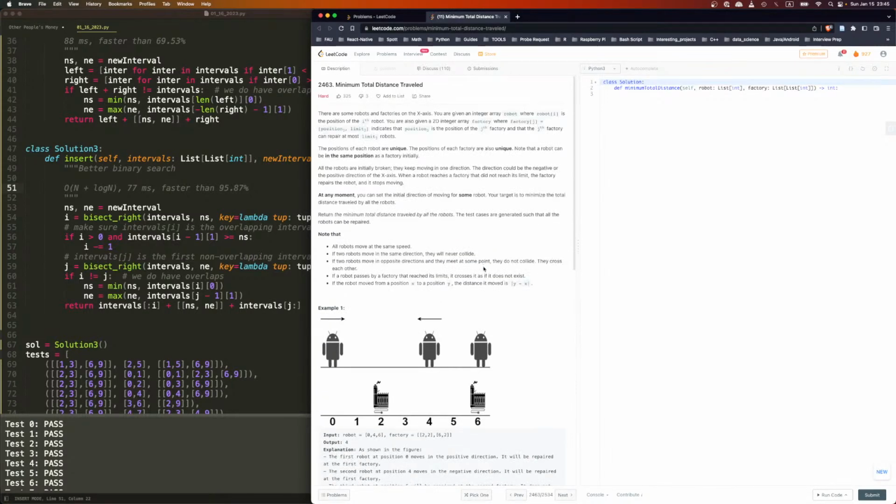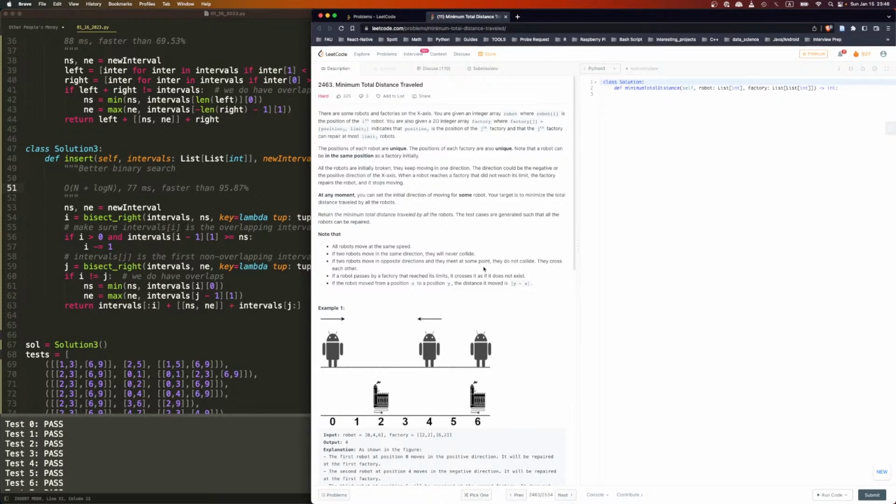What is it about? Some robots and factories on the x-axis. You're given an integer array robot, where robot I is at position I. You're also given a 2D integer array factory, where factory j is position j, limit j, indicating the position of the jth factory, and that the jth factory can repair at most limit j robots. The positions of the robots are unique. Okay, the positions of the factories are also unique. A robot can be in the same position as a factory initially.